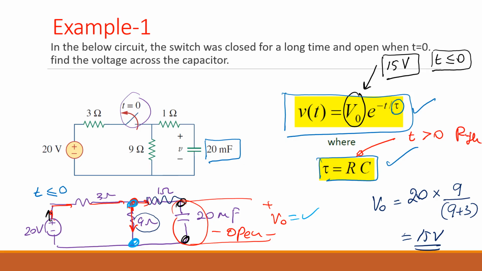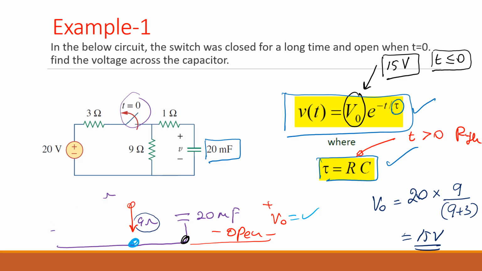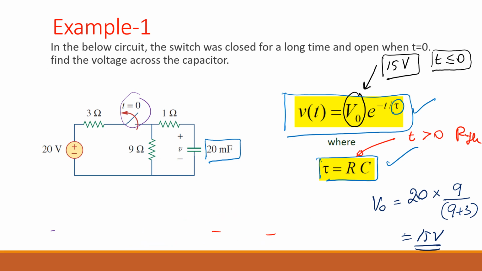Okay, so now I'm going to delete this circuit, and I'm going to redraw the circuit when the time is more than 0. So when the time is more than 0, can you tell me what is happening? What's happening to the switch? Switch is open. Am I right? Switch was closed for a long time and it is opening, isn't it? You can see the arrow here. See, switch was closed. Now switch is open. So this whole part is disconnected from the circuit.